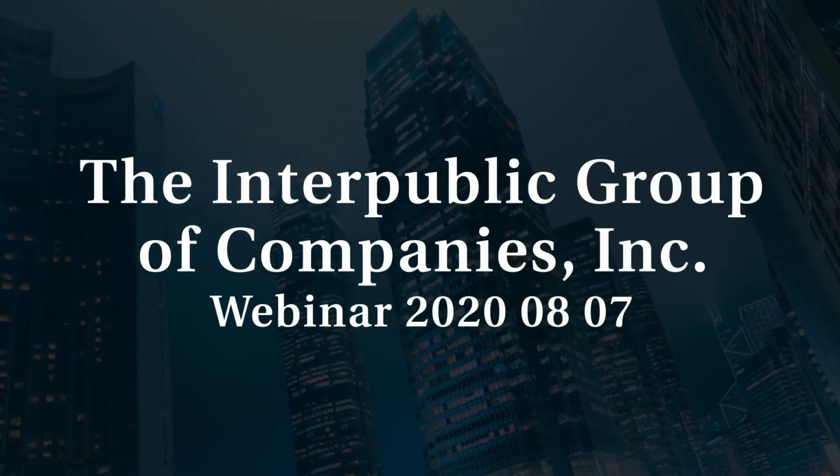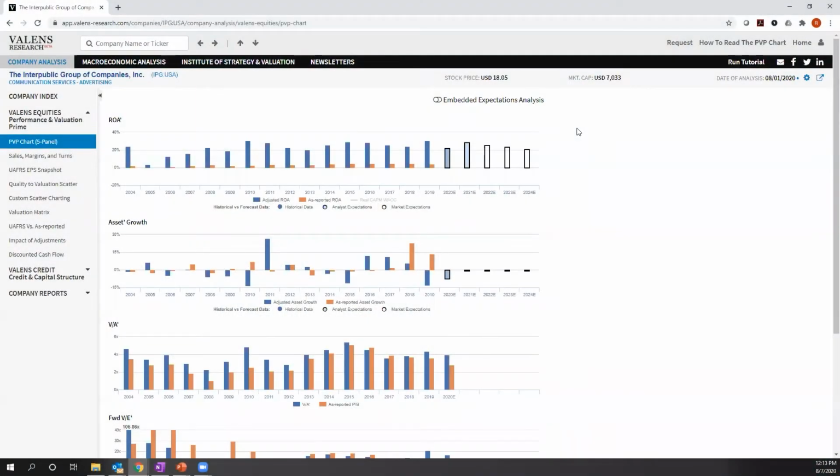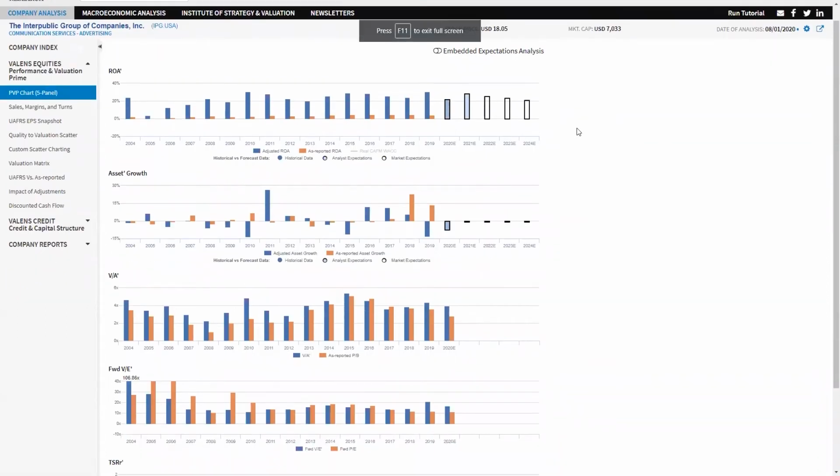When we come to Interpublic, just like when we come to any company in the Valens Research app, we start right here, which is the PVP chart, or the performance and valuation prime chart. Just like I said, we're very, very literal here at Valens when it comes to the uniform accounting, meaning we want things to be uniform. We're very literal overall, right?